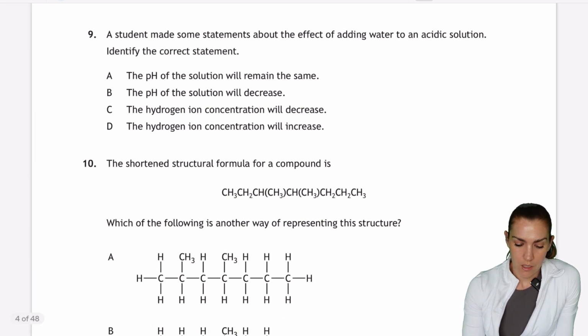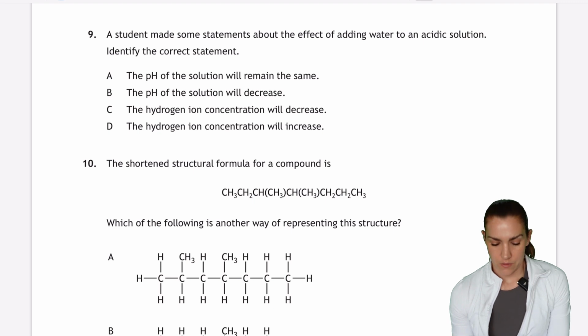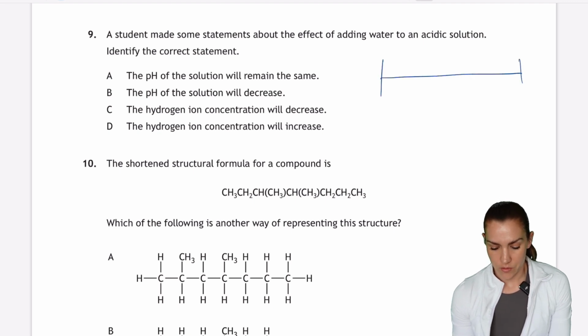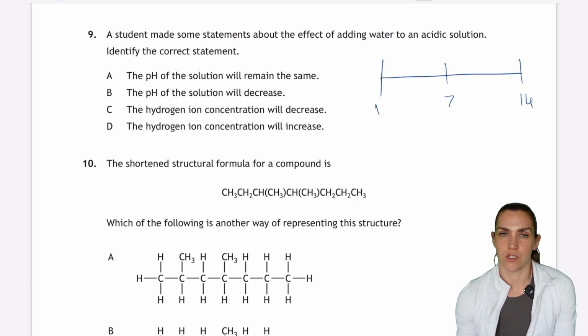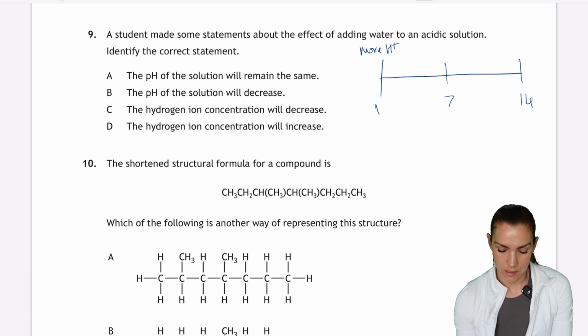So then question 9, a student made some statements about the effect of adding water to an acidic solution. Identify the correct statement. I quite often like to draw a wee pH scale for these questions, or put pH 1 and 14 and then 7 in the middle. And then I also like to put in the ions that are more common or in higher concentration at those pHs, because as you'll notice, you get statements about the ion concentrations. So acids would have more H+, alkalis have more OH-, and in the middle it would be equal.